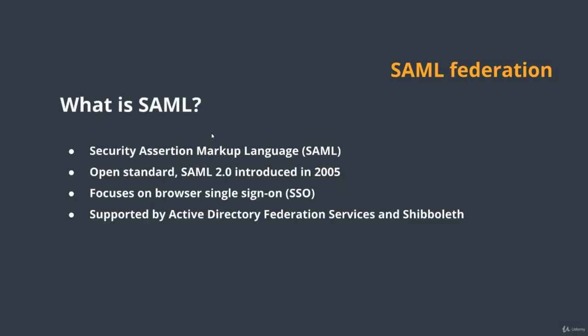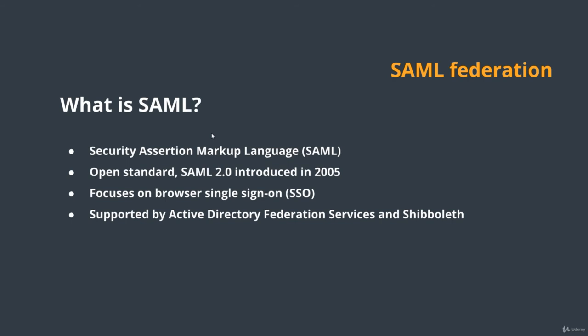AWS provides a possibility for federating your internal users with an existing identity system. The mechanism for this federation relies on SAML 2.0. SAML stands for Security Assertion Markup Language. It is an open standard that many identity providers use. It was introduced in the early 2000s, and it is XML-based. It's well adopted by the industry, and it is supported by Active Directory Federation Services and by Shibboleth.